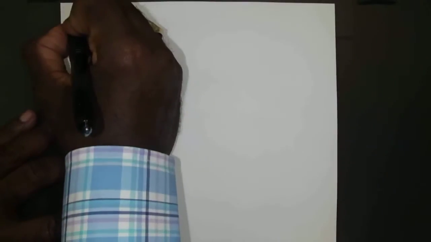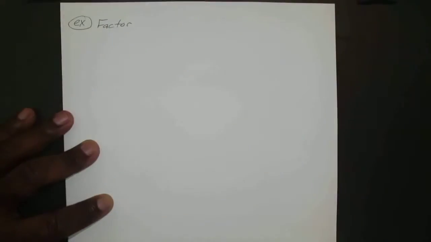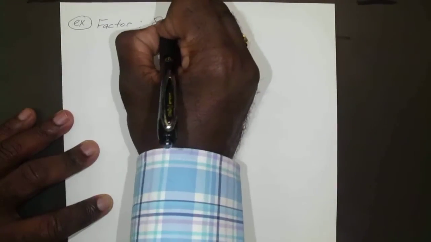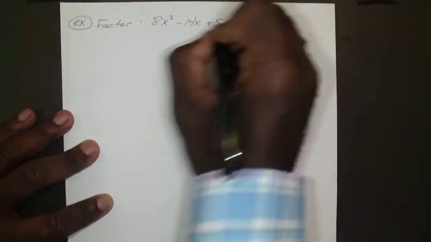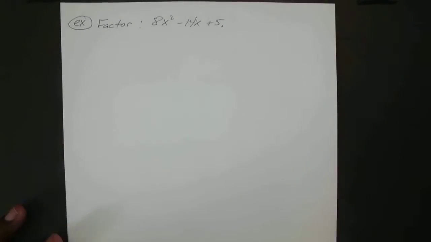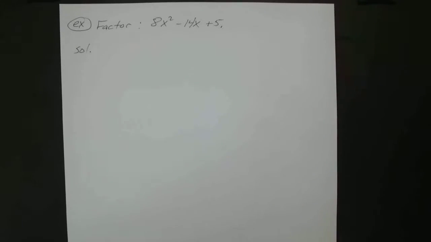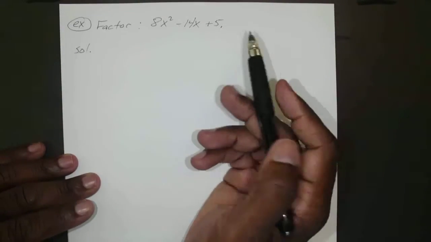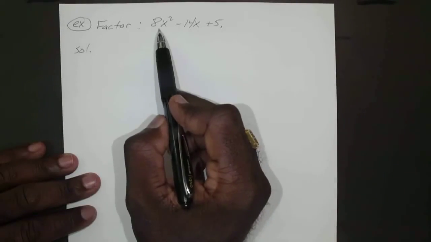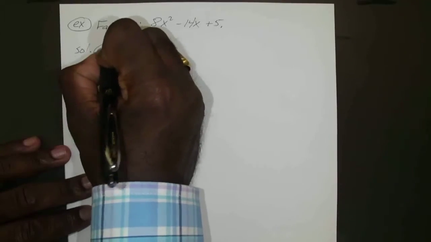Okay, so for example, let's say if we wanted to factor 8x squared minus 14x plus 5. Okay, so you can't factor anything out. They don't have anything in common. They don't have 2's in common, 4's in common, anything like that. So there's no greatest common factor.